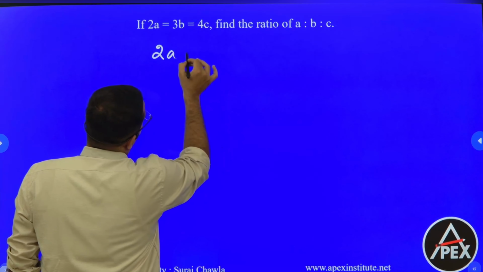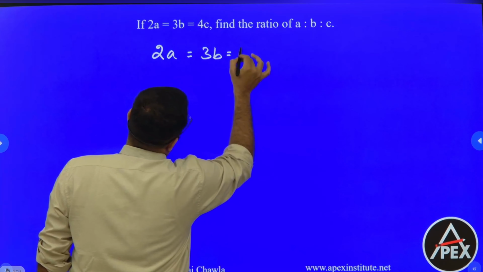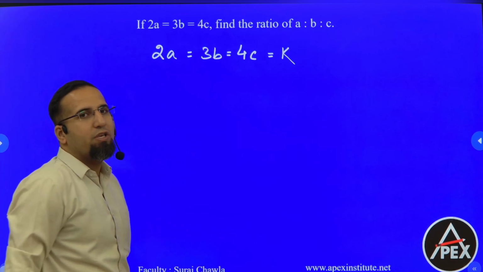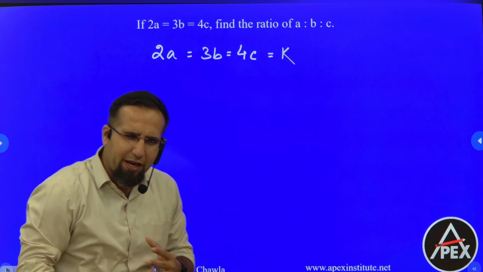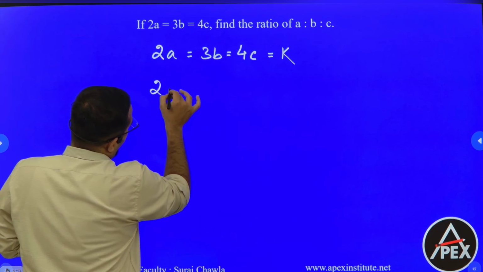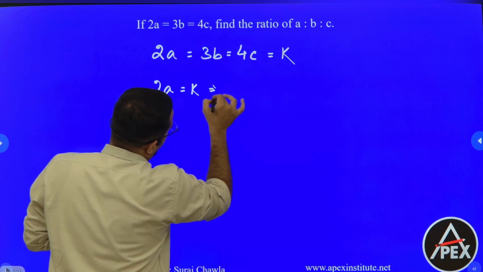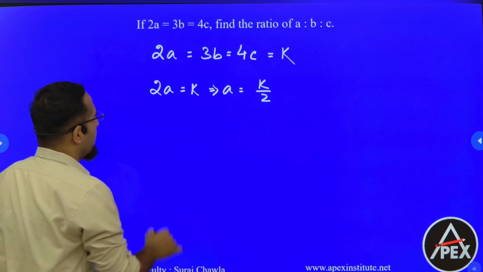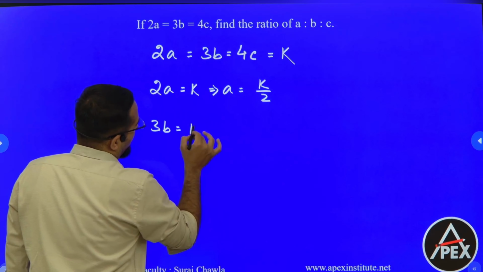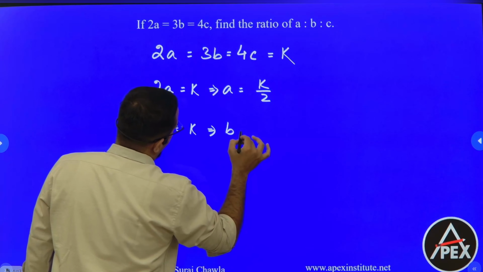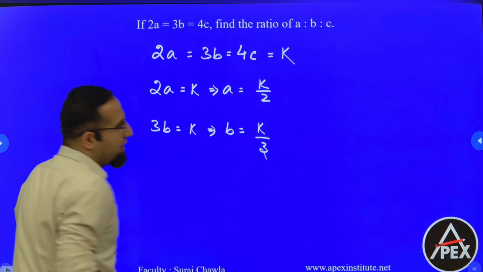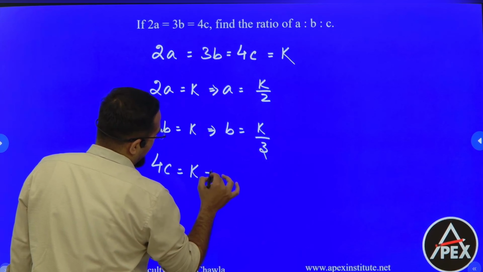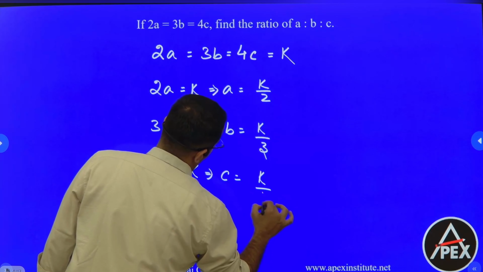So, if I have 2a is equal to 3b is equal to 4c, whenever you have something of this kind, let's always equate it to k. Clear? So, what do we get from here? So, we can write 2a is equal to k, or we get a is equal to k divided by 2. Similarly, we have 3b is equal to k, which means b becomes k by 3. And I have 4c is equal to k, which means I get c is equal to k by 4.